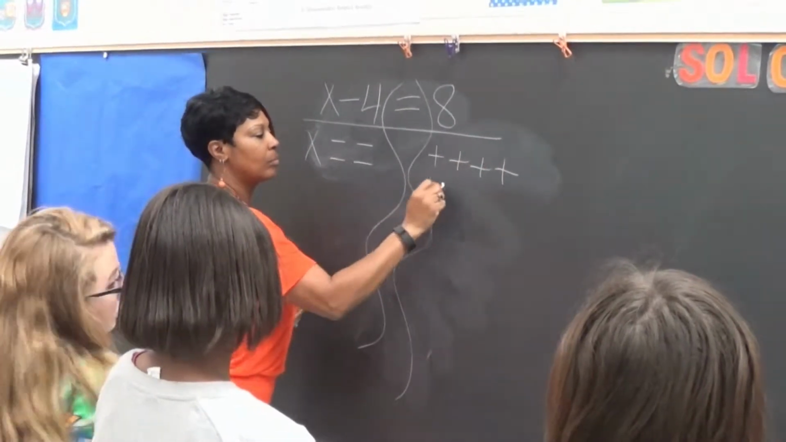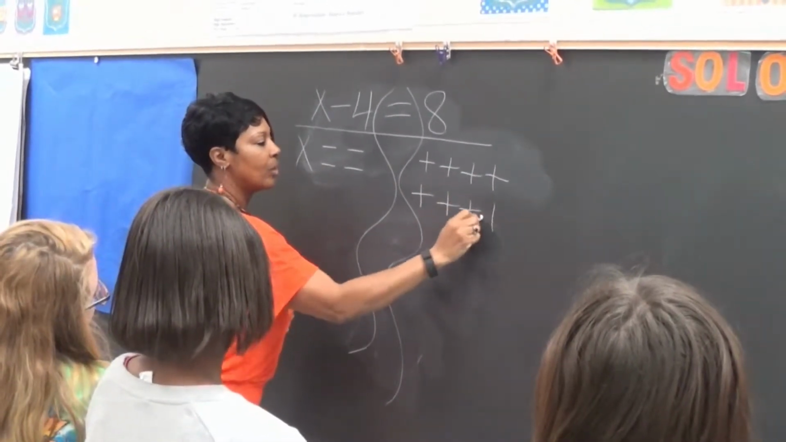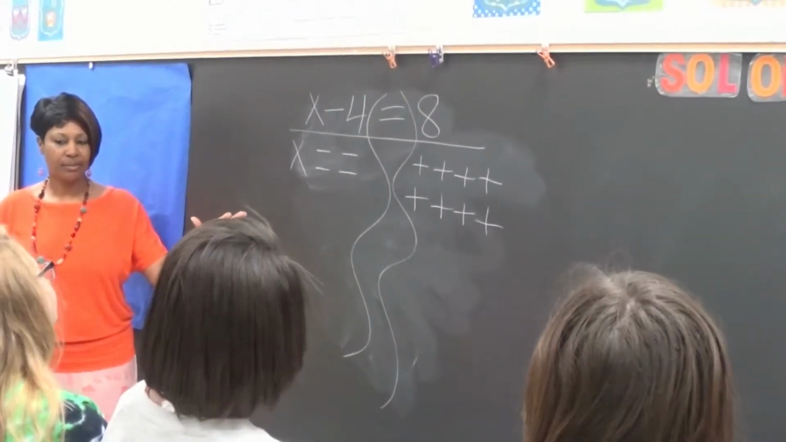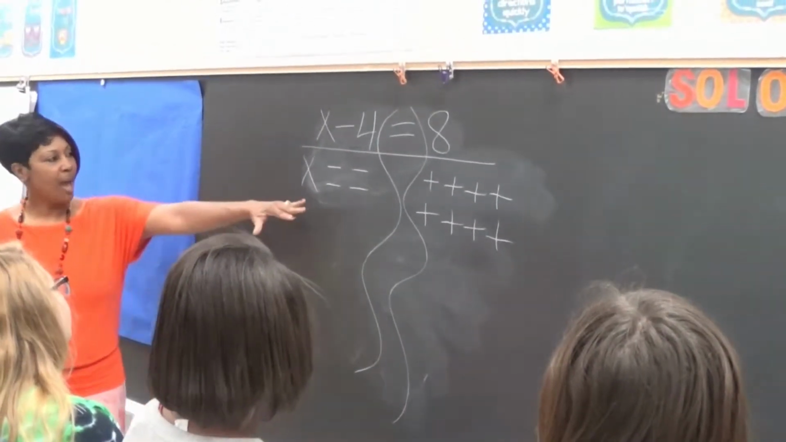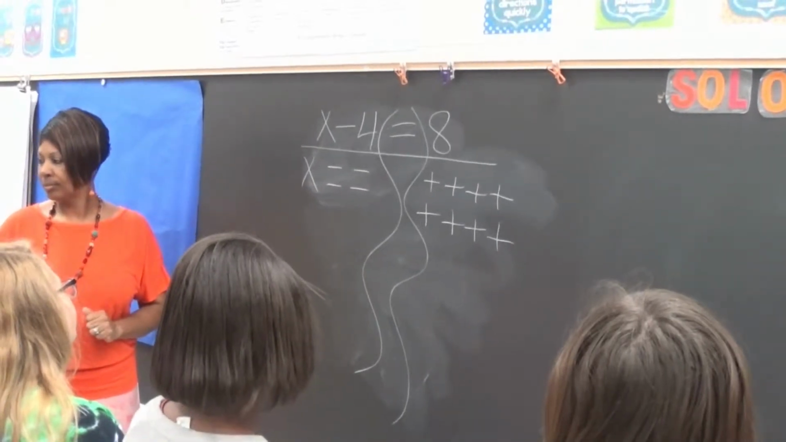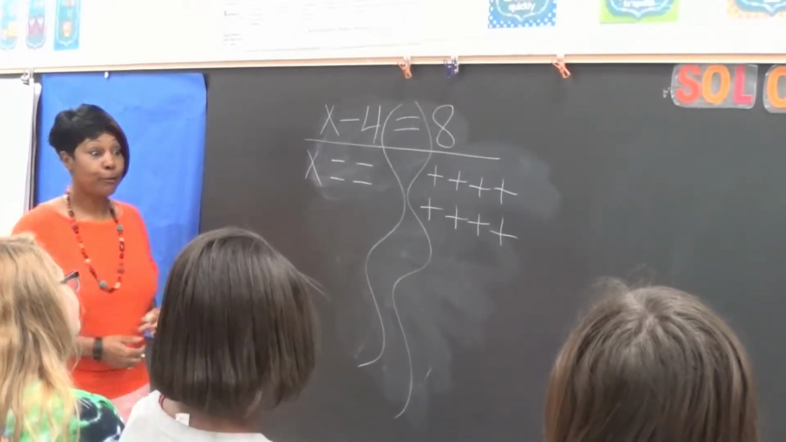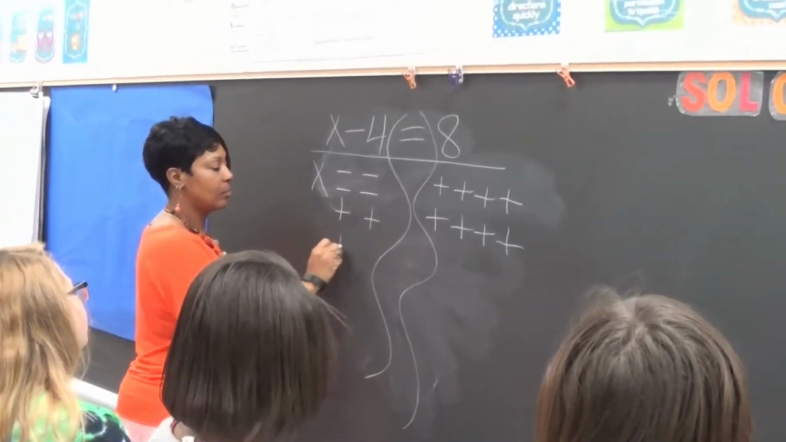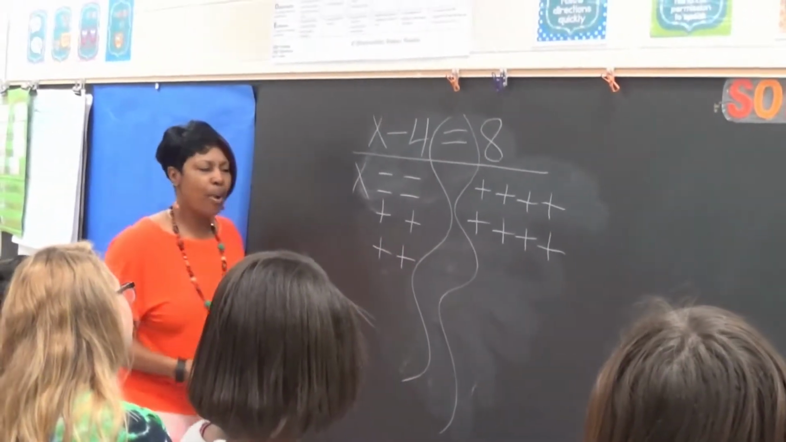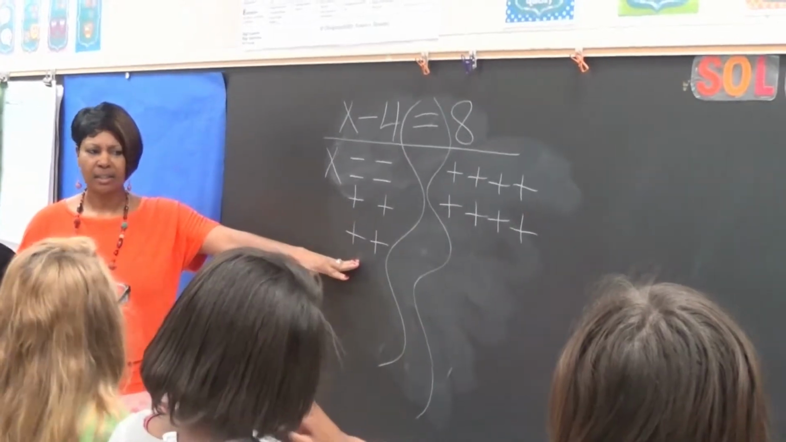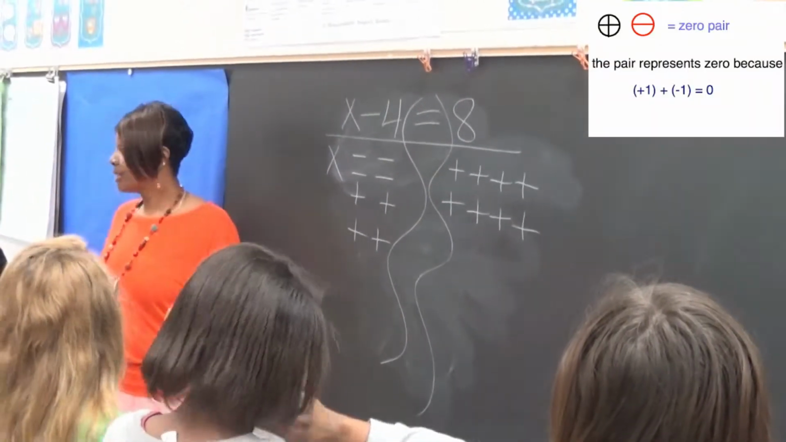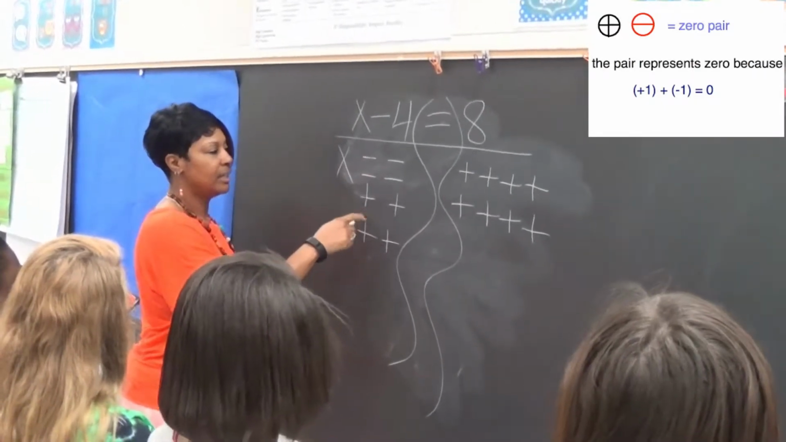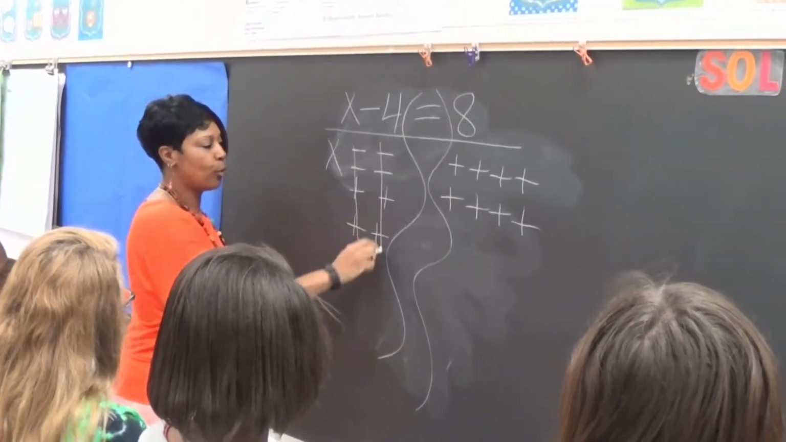Okay. So now I want to get the x by itself. What do I have to do on this side? Add 4. So I need 4 positives. What do these 4 positives do to this side? Make it a zero pair. They zero it out. So I can match a positive to a negative and zero it out because there's 4 of each.